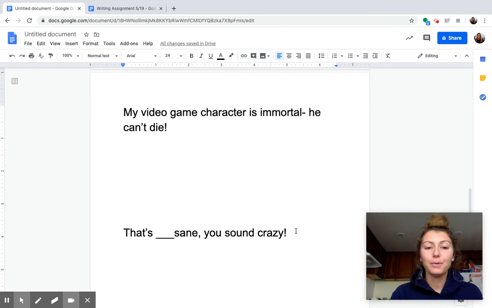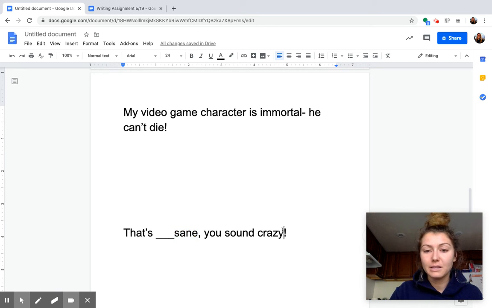Next example. That's blank sane. You sound crazy. Now, in this sentence, you may need a little bit of help with this root word, sane. Sane means you're in your right mind. It means you're not crazy. It means someone who is stable.